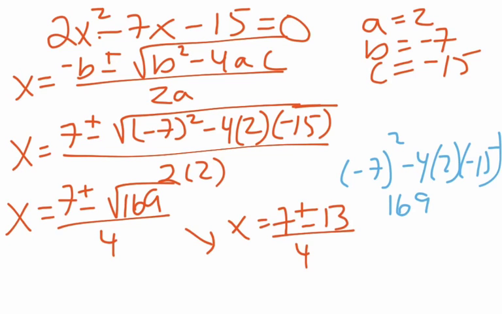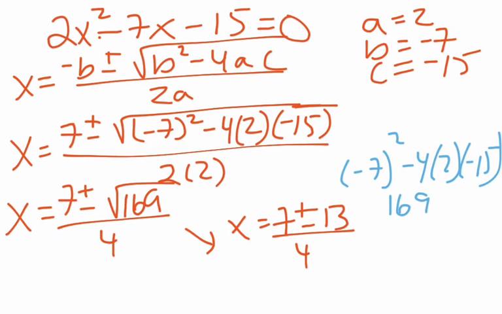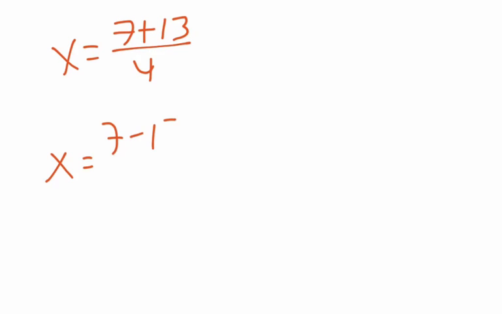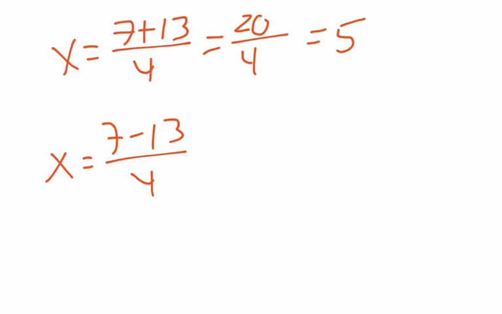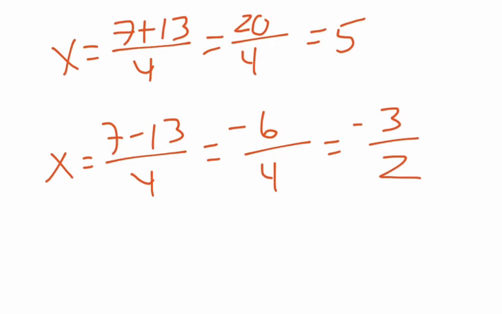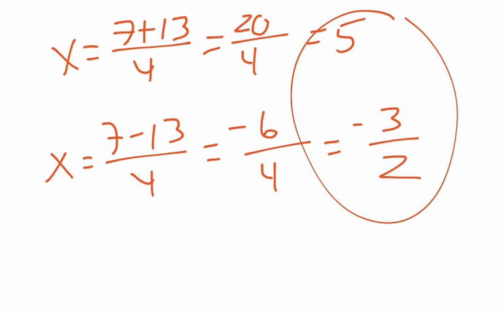Okay, and now we have to split that up, and we'll have, I can't remember, 7 plus 13 over 4, and 7 minus 13 over 4. 7 plus 13 is 20, and 20 divided by 4 is 5. And then this would be -6 over 4, which simplifies to -3/2, and there are the 2 answers.